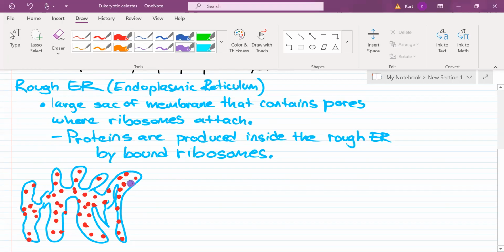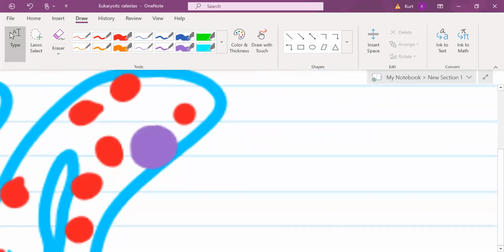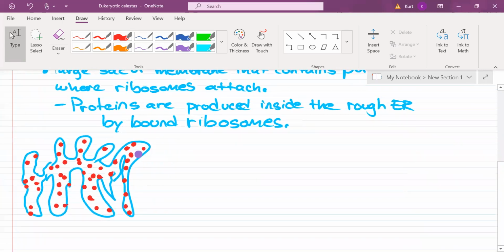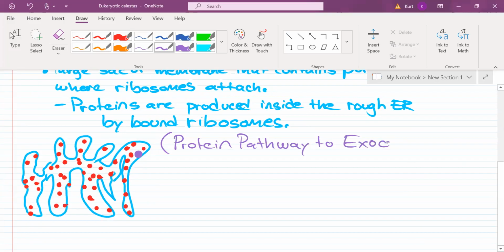Right, so that big purple dot right here, that's going to be our protein that we're going to follow all the way through. Because we're following a protein, guys, I almost forgot to mention this. There's a protein pathway and a lipid pathway. We're going to follow the protein pathway, and we're going to follow it to exocytosis. Are we exiting the cell or are we going to enter the cell? Right.